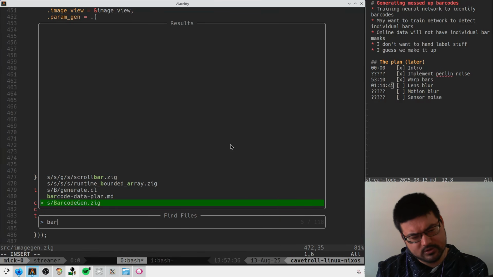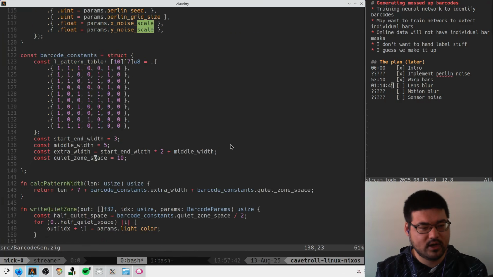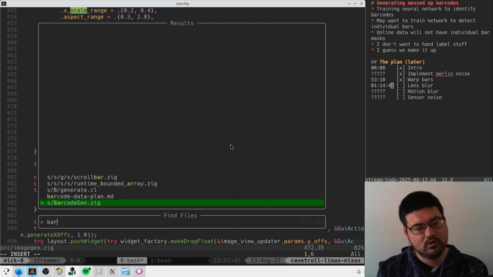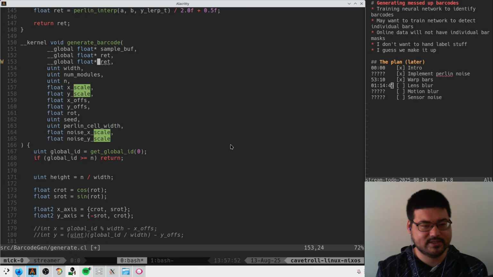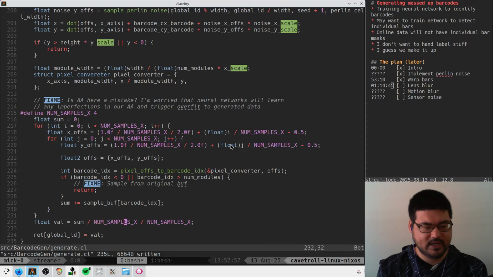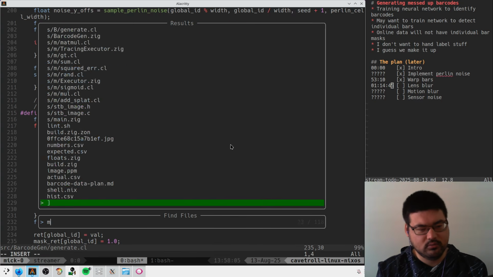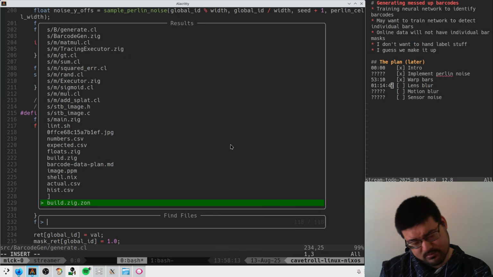So let's do that. We'll go to the barcode generator. As part of this kernel, we will have a mask ret. Easy. And we'll just say mask ret is equal to 1 here. We need to initialize mask to 0 before we run this, probably.